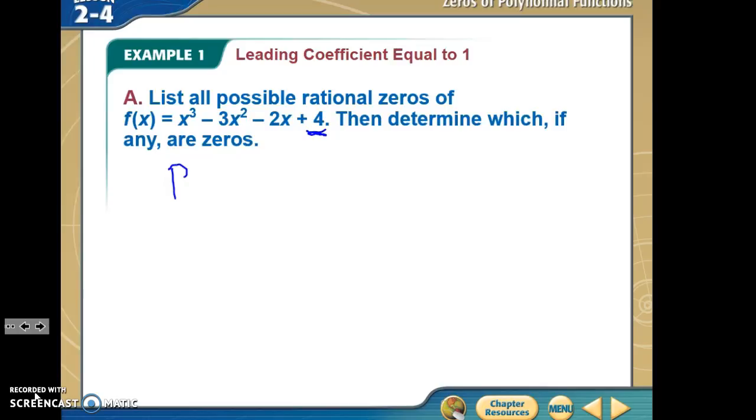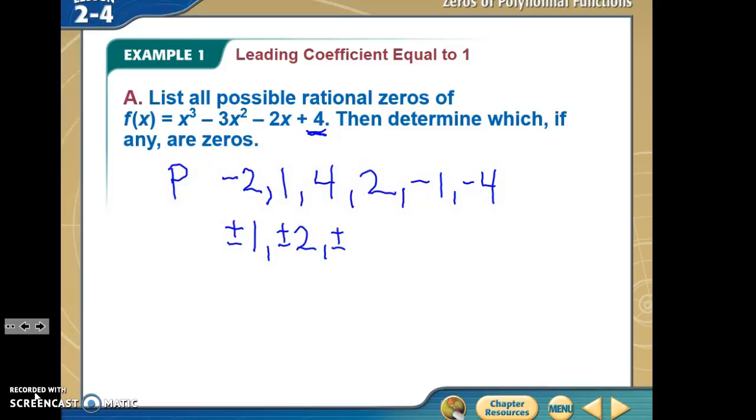So this is our numerator, our p's. What are all the numbers that when we multiply them together we can get 4? 1 and 4, 2 and 2, negative 2 and negative 2. What else? Wait, there's more. The negatives too. So maybe an easier way of writing this: plus or minus 1, plus or minus 2, plus or minus 4. That would be our list of all our possible p's.